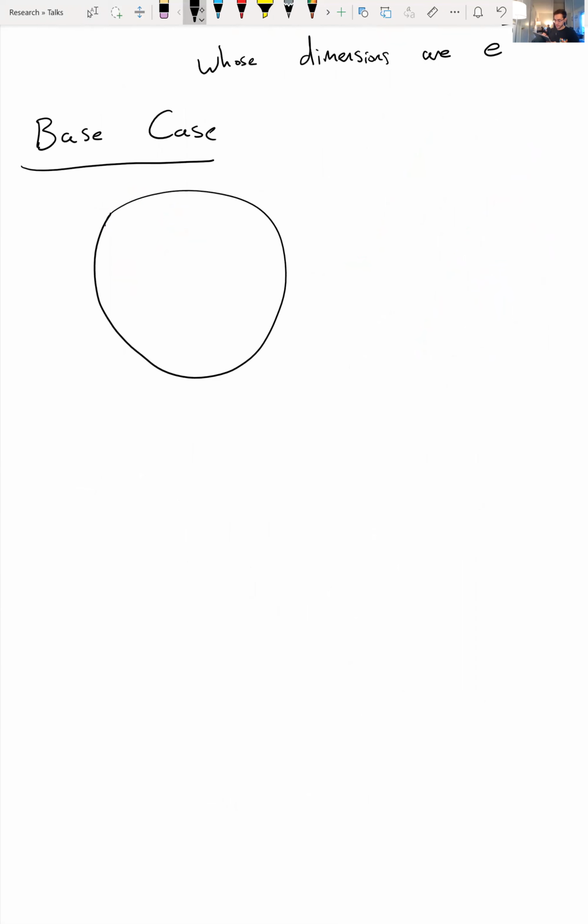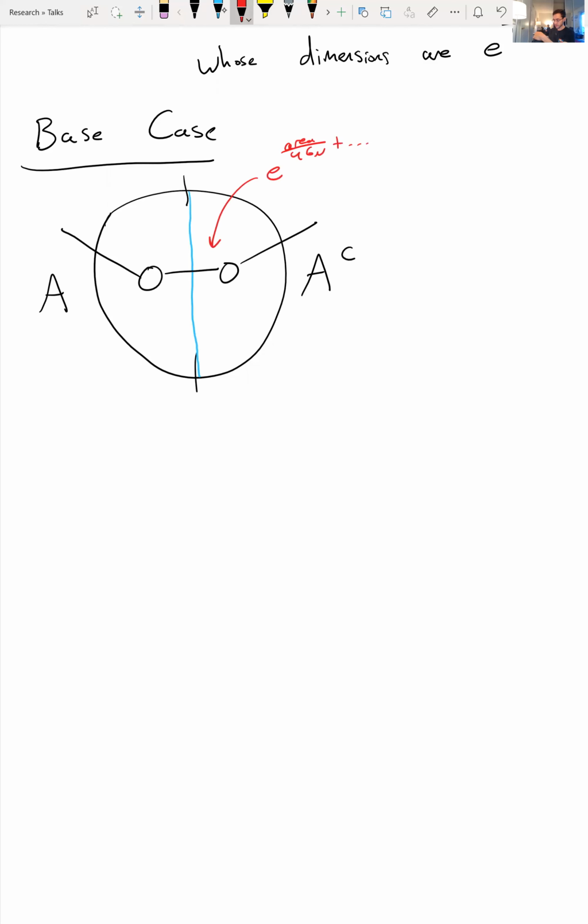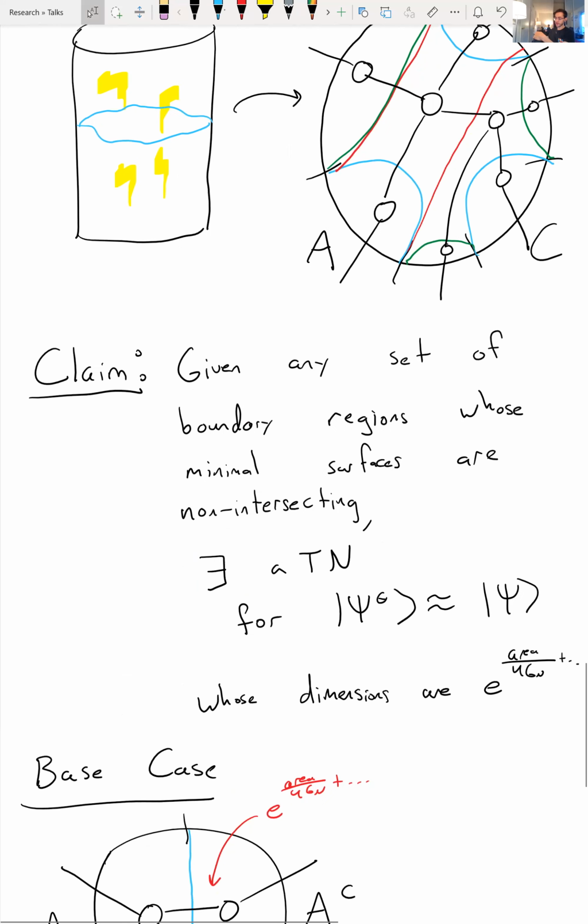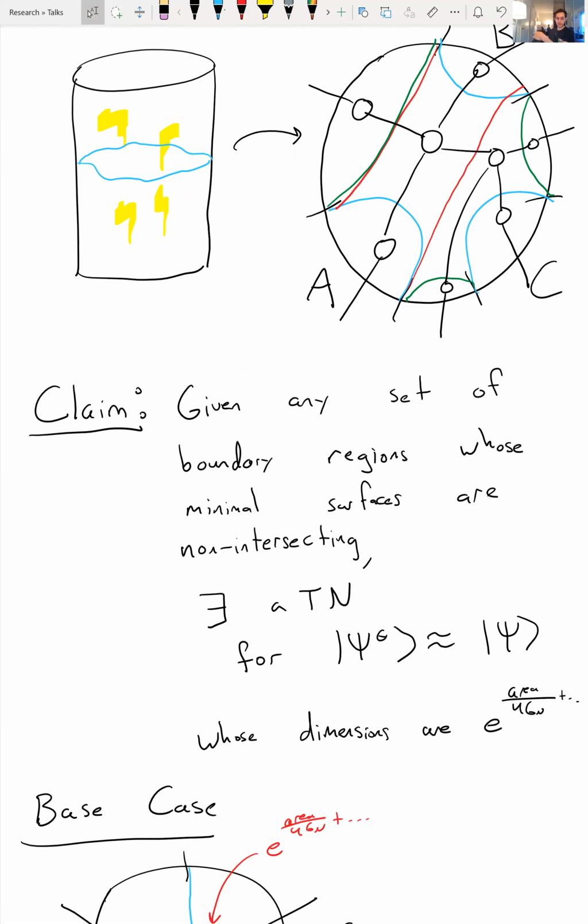So I have some state, and I partition the boundary into a region A and A complement, and it's a pure state, so their entropies are the same and represented by a single minimal surface that goes between the two. And I want to show you that it's possible to construct a tensor network like this, whose dimension here is e to the area over 4G Newton plus subleading corrections. And then you can produce a generic tensor network like the one I drew here by induction.